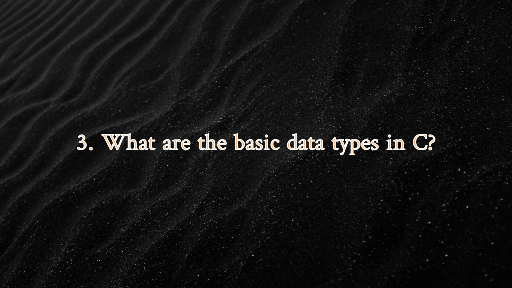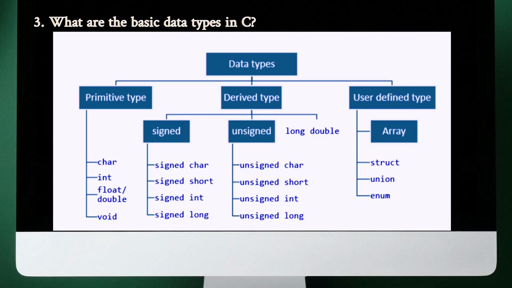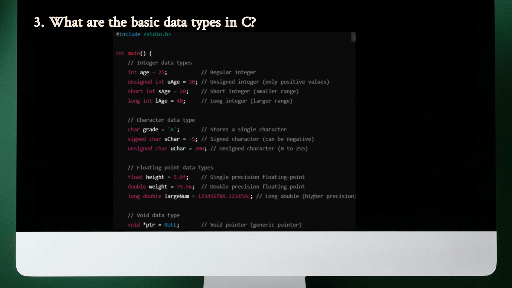3. What are the basic data types in C? In C programming, data types are used to define the type of data that a variable can hold. C provides several data types. Basic types: int, float, char, double, and void. Derived types: arrays, pointers, function types. User-defined data types: structures, unions, and typedef. This code demonstrates the use of all the basic data types in C. As we progress in our journey, we will encounter other data types in greater detail.